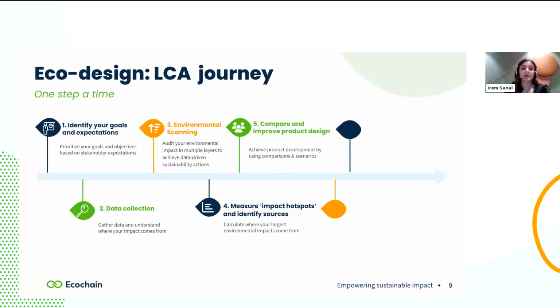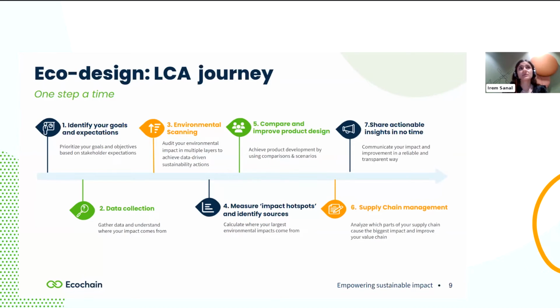How you can do it is by using our tool to compare and contrast your products. Let's assume you want to see how you can reduce your CO2 emissions if you change one material to another, so that you can improve your products continuously. On top of that, you can do supply chain management. Based on the insights, you can improve your value chain. And maybe most importantly, by conducting LCA, you will be able to quantify your environmental improvements so that you can share the insights and your measurements in no time.